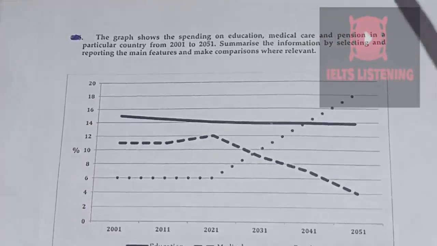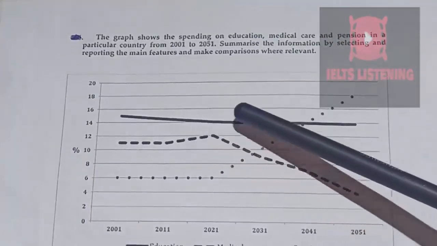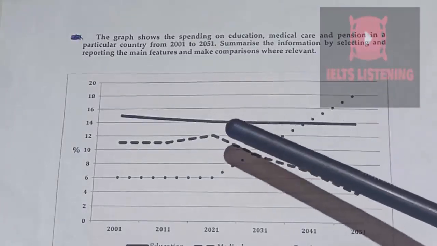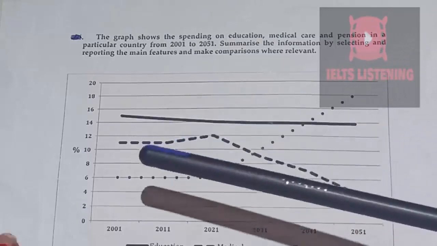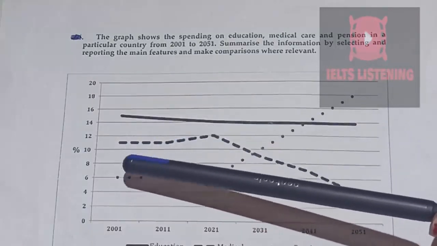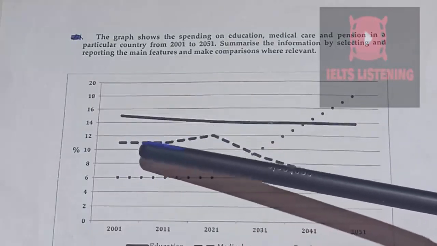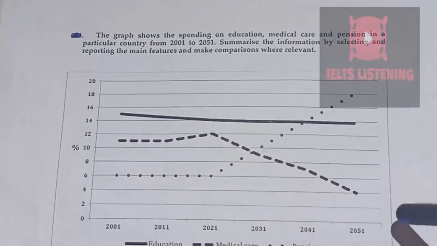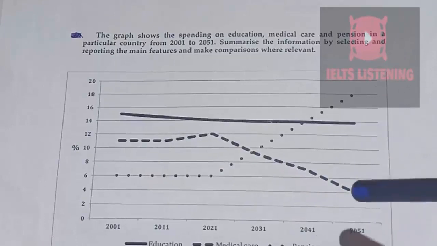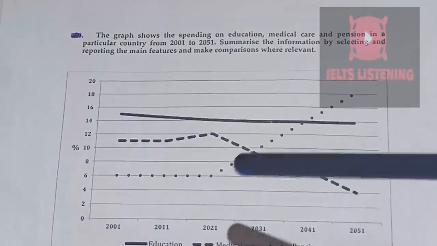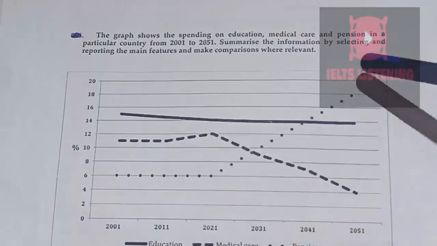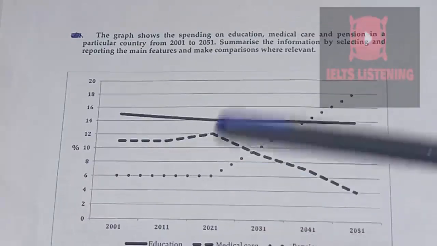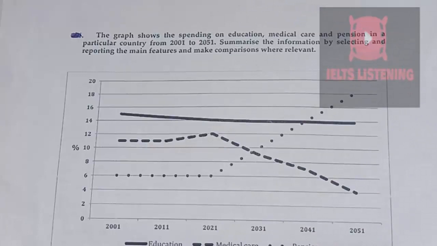We can see what we have written: we said that education spending is expected to remain steady, it remains stagnant, and health and pension are expected to, see, the spending on medical care was high in the past, but it is expected to decline. The money they will spend will be less on medical and more on pension. So they display conflicting patterns in the future.